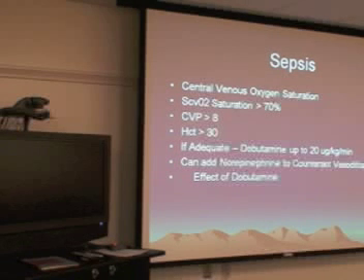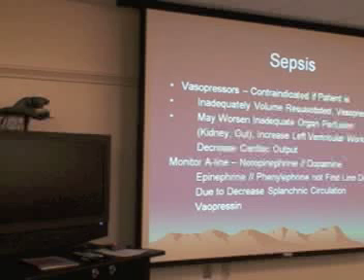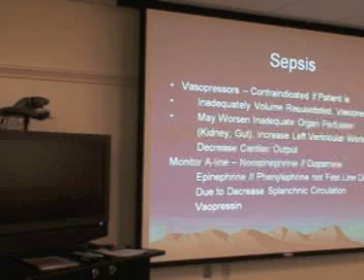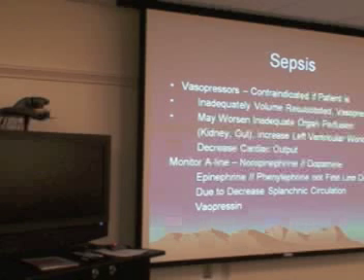If you need a CVP, you get it. If you need a Swan, you put it in. You've got Dr. Luby here. She can put them in. So vasopressor is contraindicated if the patient is inadequately volume resuscitated. Vasopressors may worsen inadequate organ perfusion, kidney and gut. Increased left ventricular work, decreased cardiac output, unless you have them isovolemic.